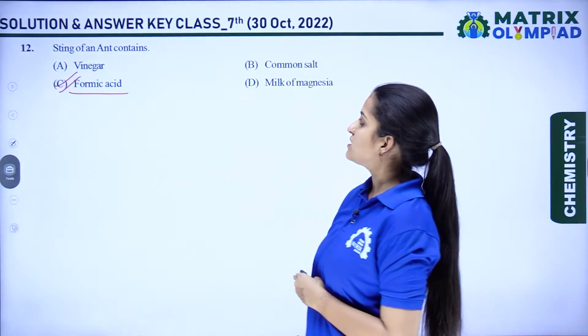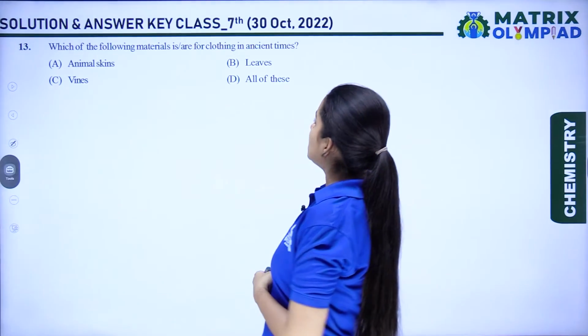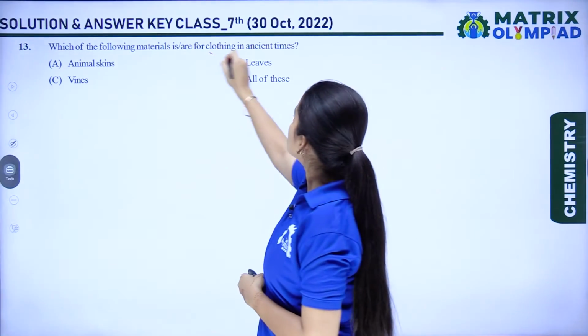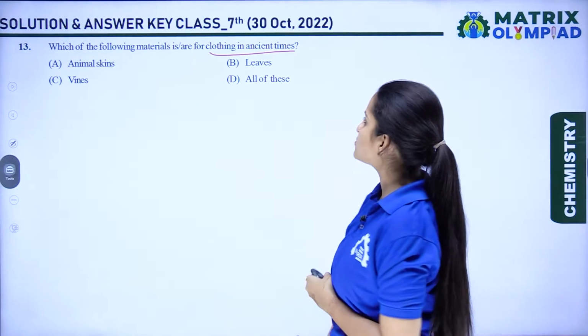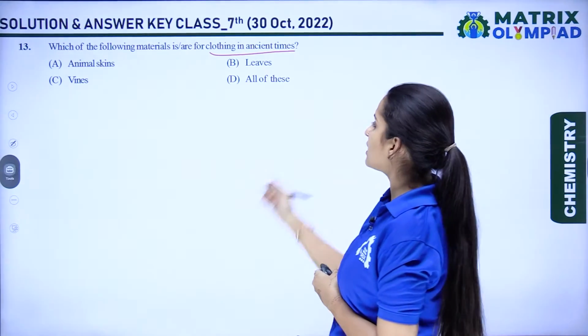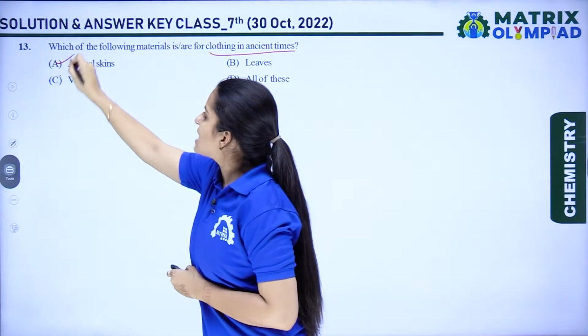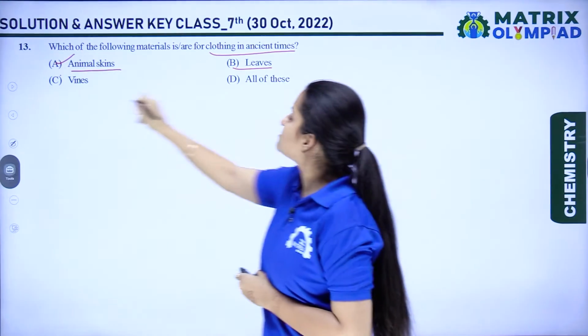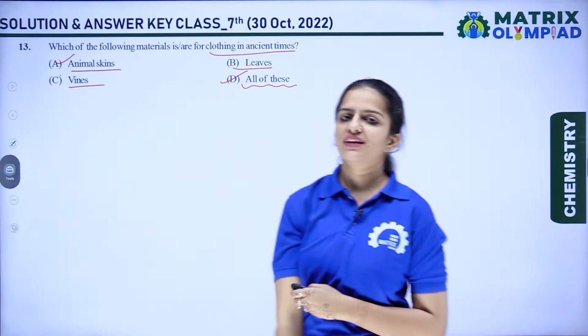Now the next question. Which of the following materials were used for clothing in ancient times? Option A, animal skin, correct answer. Option B, leaves, this is also correct. Option C, vines are also correct. So here all the options are correct: animal skins, leaves and vines. So option D is correct, all of these. Thank you.